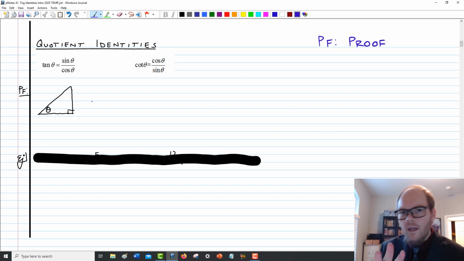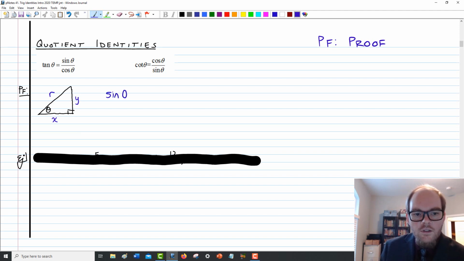So just to kind of show you, and before you turn it off or start groaning and oh, this guy and his proofs, let me just show you what I mean. We're going to label this triangle with the side lengths x, y, and r. So far, so good. Not every proof begins this cleanly. But from here, let's start with determining what sine of theta and cosine of theta are equal to.